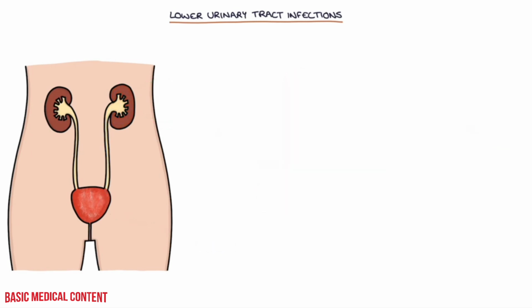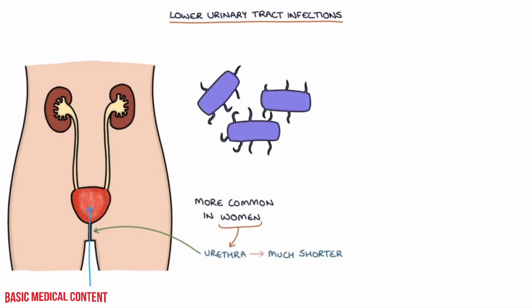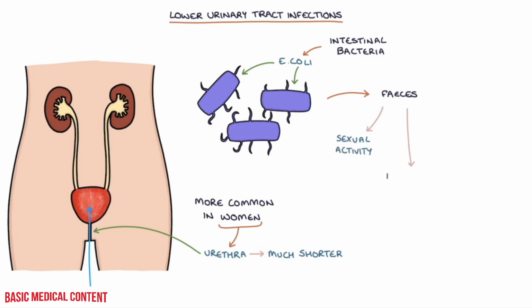Urinary tract infections are far more common in women, where the urethra is much shorter, making it easier for bacteria to get into the bladder. The primary source of bacteria for urinary tract infections is from feces. Normal intestinal bacteria such as E. coli can easily make the short journey to the urethral opening from the anus. Sexual activity is a crucial method for spreading bacteria around the perineum. Incontinence and poor hygiene can also contribute to the development of UTIs.